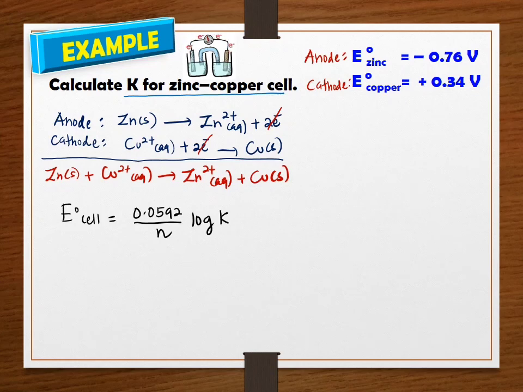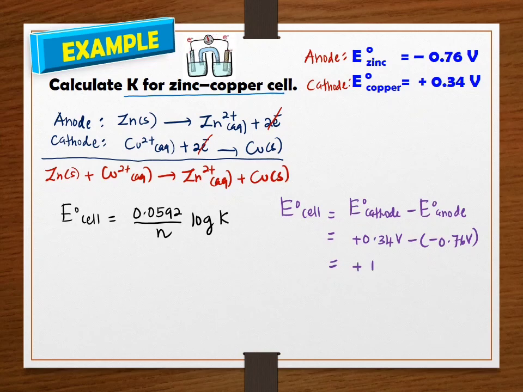Okay, E0 cell ada tak diberi dalam soalan? Tak ada, kelas. So macam mana nak kira E0 cell? Kita ada formula dalam chapter 3.1 kan, iaitu E0 cathode minus E0 anode. So kita ada cathode positive 0.34 volt minus with negative 0.76 volt. So you will get the answer is positive 1.10 volt. So this is the value of E0 cell.